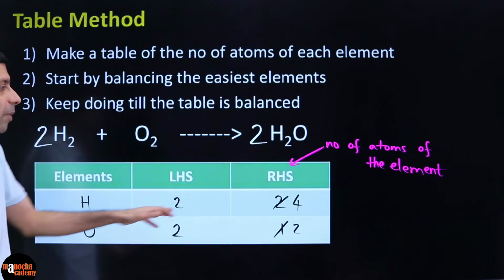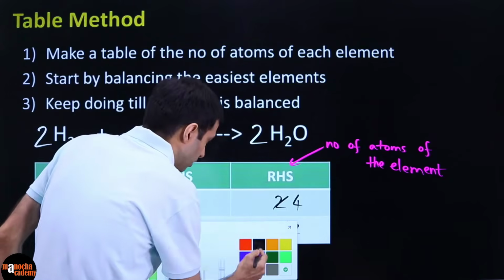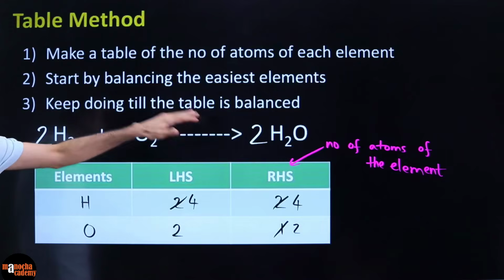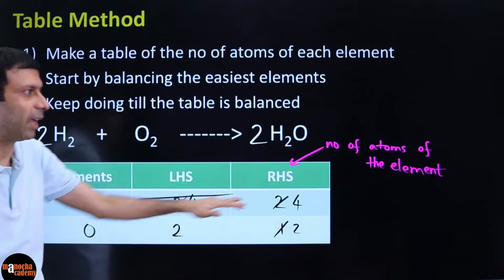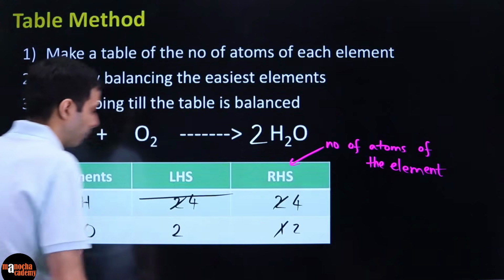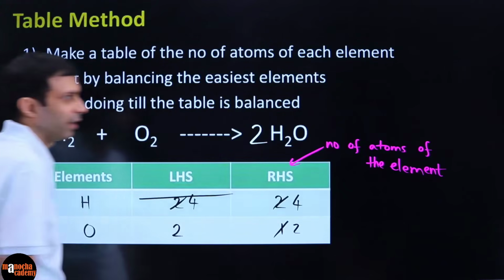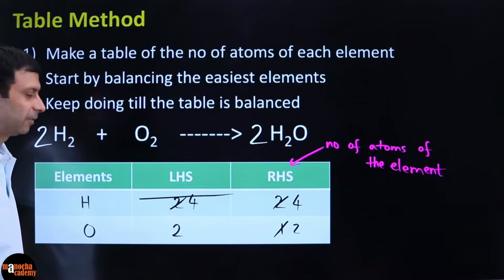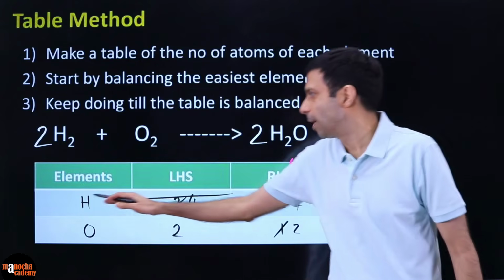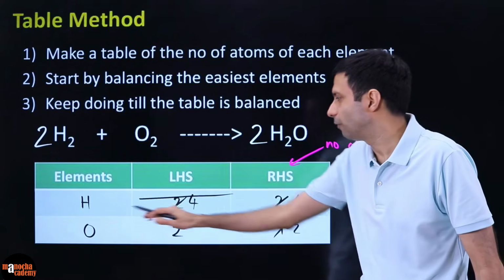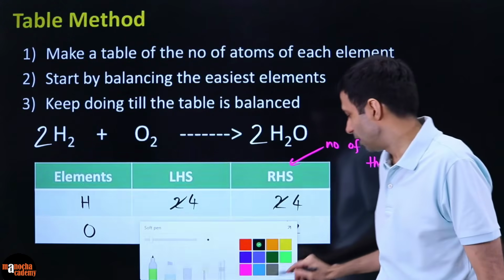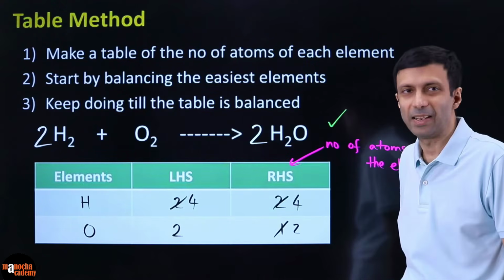If you multiply by 3, it will become 6 and 4. So now you can see hydrogen has also become 4. So keep doing that till the table is balanced. Table balance means each and every row should be balanced. As you can see, hydrogen is 4, 4, perfectly balanced. Oxygen 2, 2, it's balanced. Is that clear? So this is how you balance these kind of equations, by making sure that in each and every row the number is matching. So there we can see our equation is balanced.